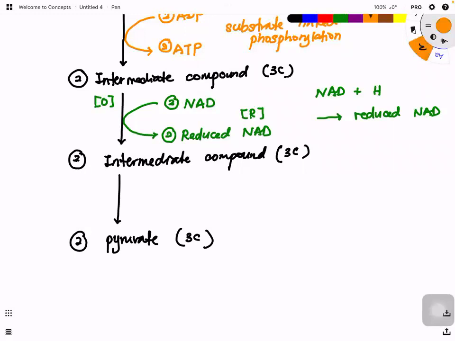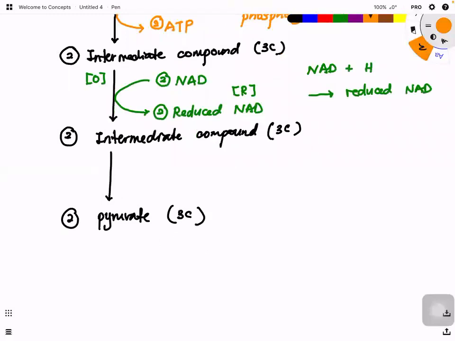Okay, and the last part here, substrate-level phosphorylation takes place again. ADP becomes ATP, 2 molecules. So again, substrate-linked or substrate-level phosphorylation.